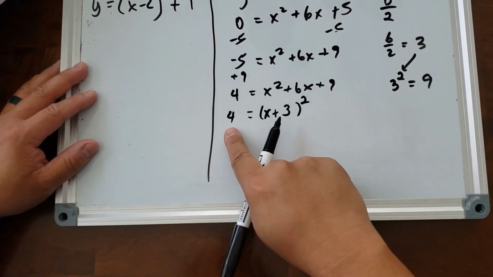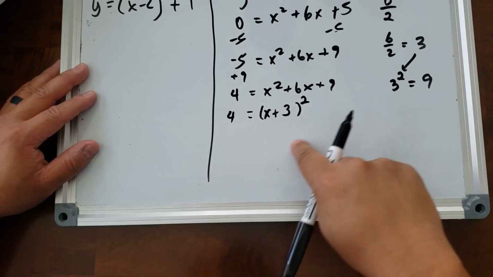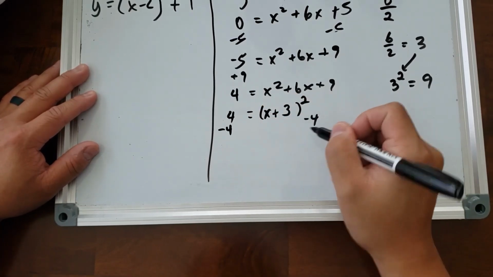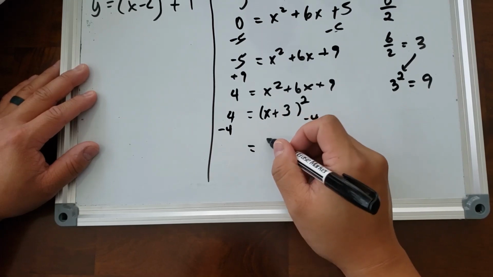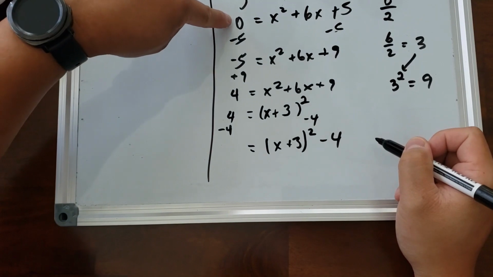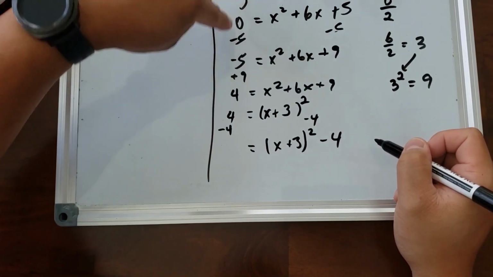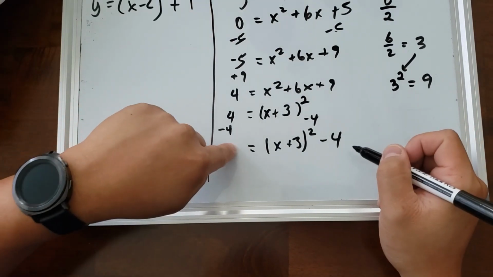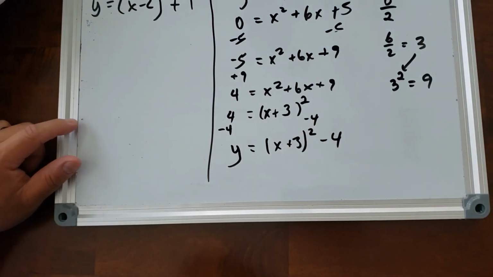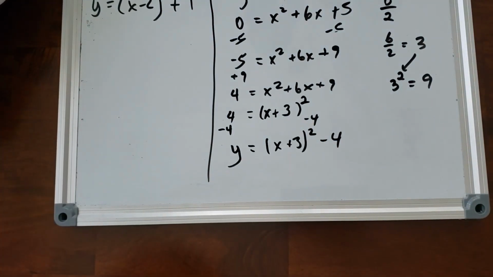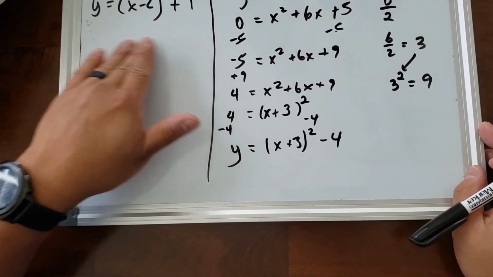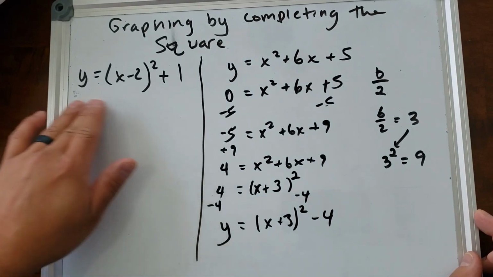Okay? Now what I'm going to do is take this and move this back over to this other side. So since this is a +4, I'm going to go -4 minus 4. So this is equal to x plus 3 squared minus 4. Then remember we replaced that y with a 0 to begin with. Since there's nothing left over here and it's 0, I'm going to replace it back with a y. Okay? So now this looks exactly like this.